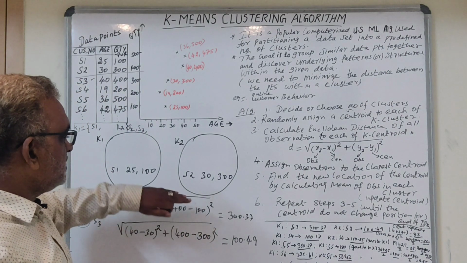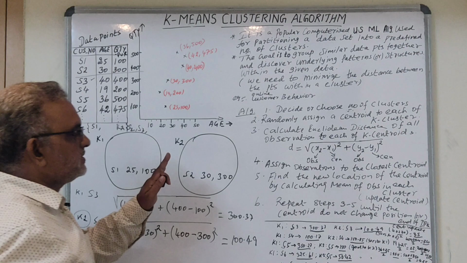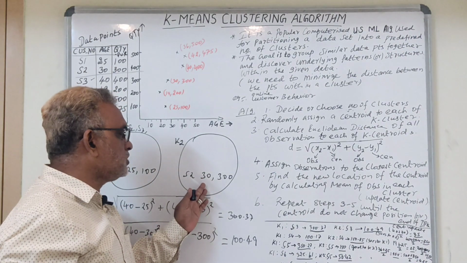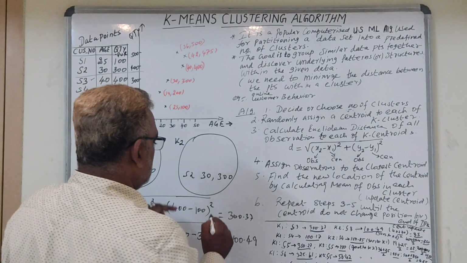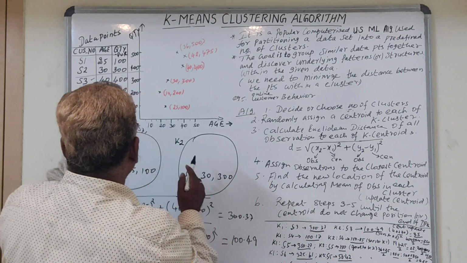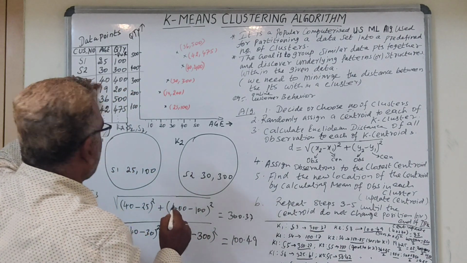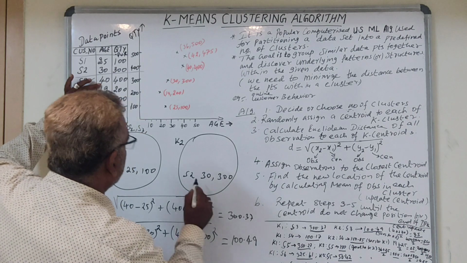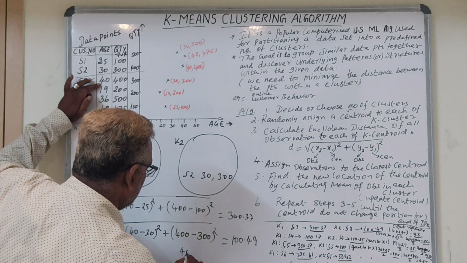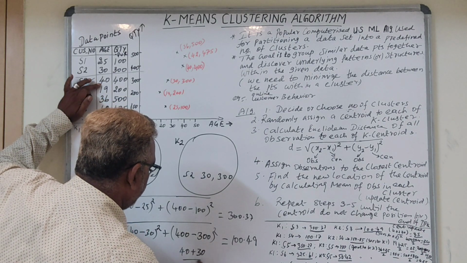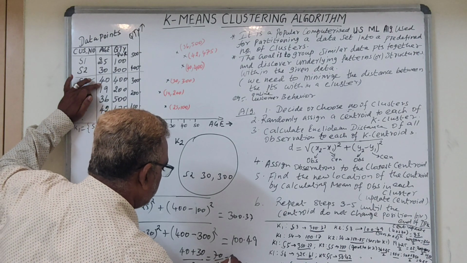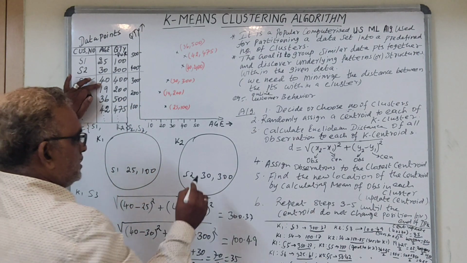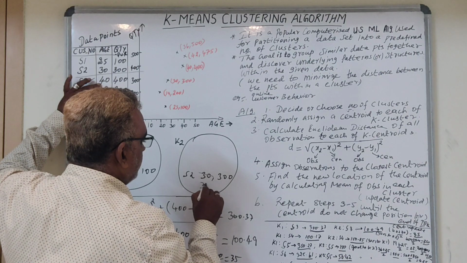Now you have to update the centroid values of this S2. This must be updated with the help of this new observed value. So what is the observation value? It is 40 plus 30 divided by 2. It is 70 by 2. So we have 35. So this new value is 35.